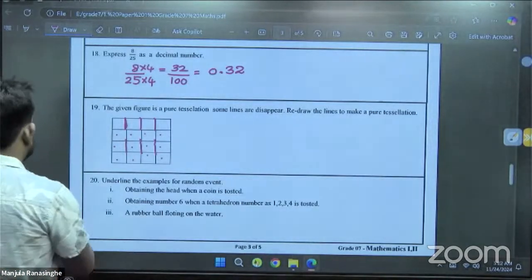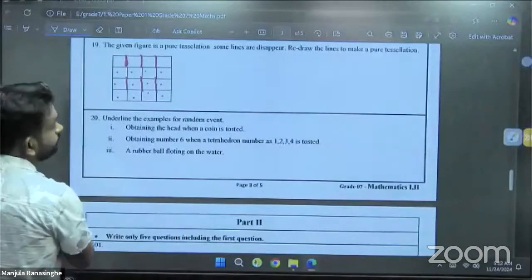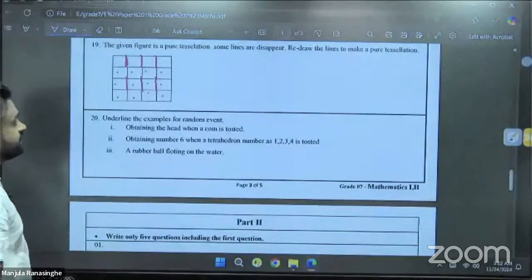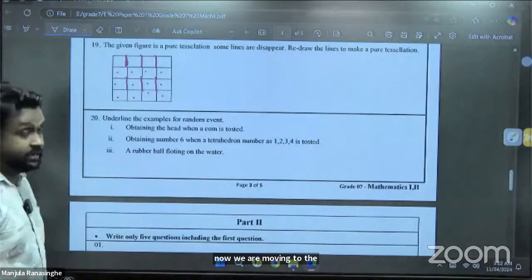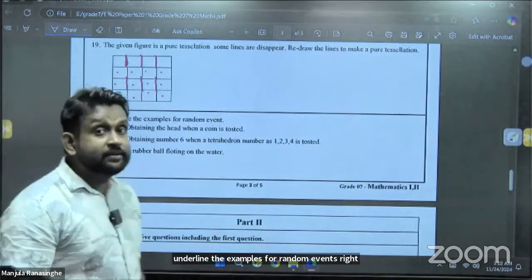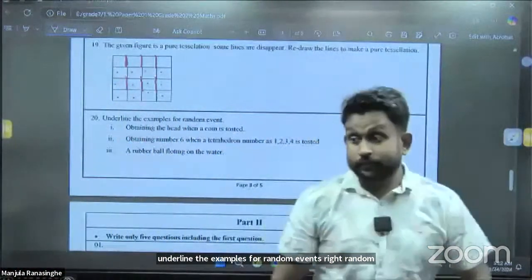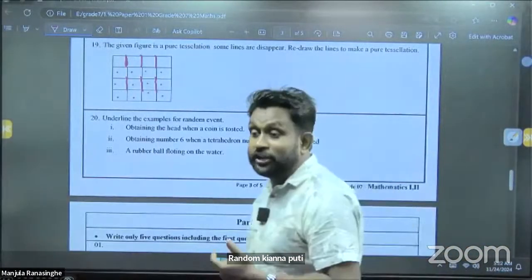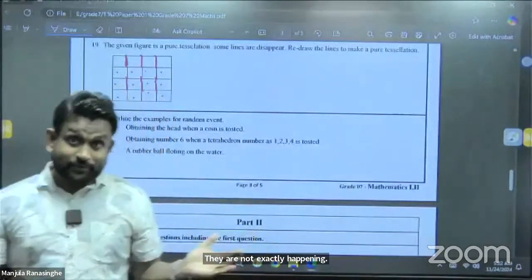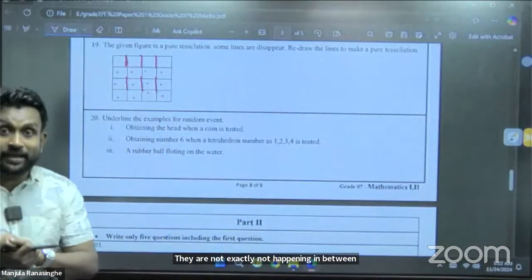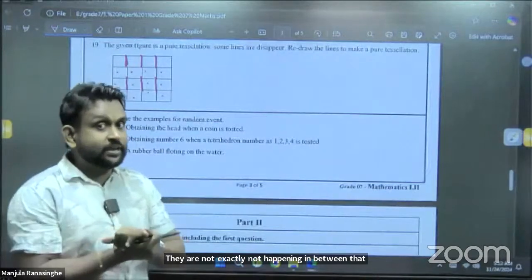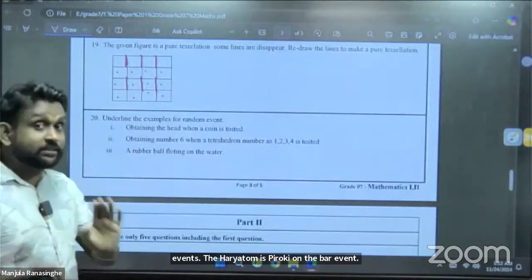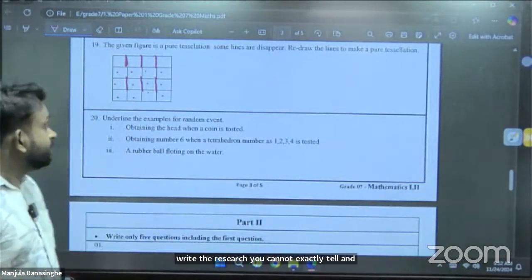Now we are moving to underline the examples for random events. Random means they are not exactly happening and they are not exactly not happening, something in between. The results we cannot exactly tell, and there are some other conditions also to satisfy for random events.